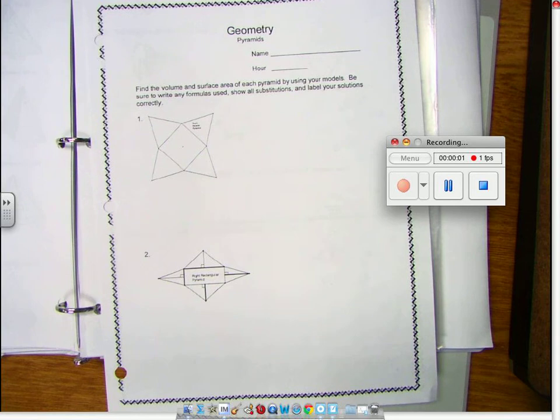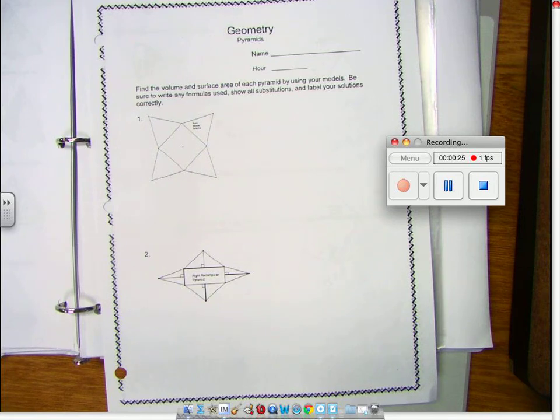All right, ladies and gentlemen, we're looking at pyramids, and we're going to try to find the surface area and a formula for the surface area and a formula for volume. Now, we know volume is like you're filling it up with something, how much area is inside. Surface area is like you're wrapping it like a present, right? How much paper does it take to exactly fit the outside?